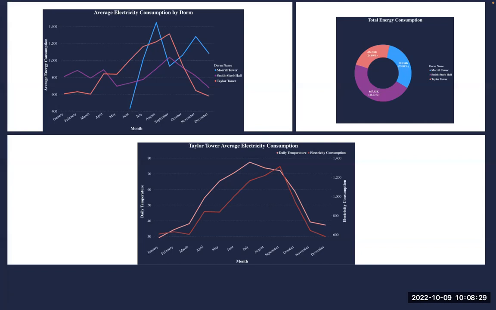And then the second graph that we show is the total energy consumption, and to kind of show the difference between all the dorms and how much energy they're all using. And the last graph kind of shows just the Taylor Tower average electricity consumption because this dashboard will be displayed at Taylor Tower. So in the last graph, it kind of shows daily temperature along with electricity consumption throughout the month to show how the difference in temperature relates to the average electricity consumption throughout the year.